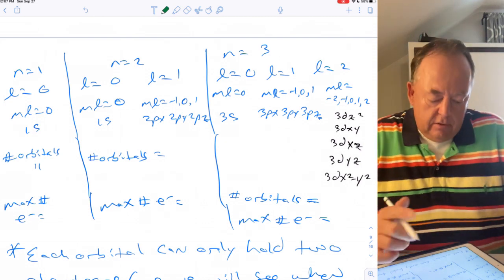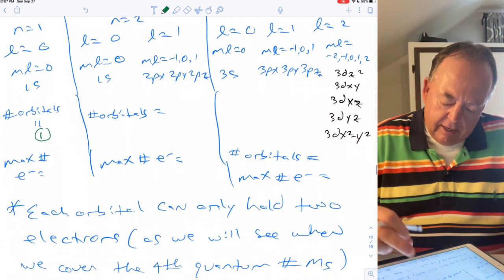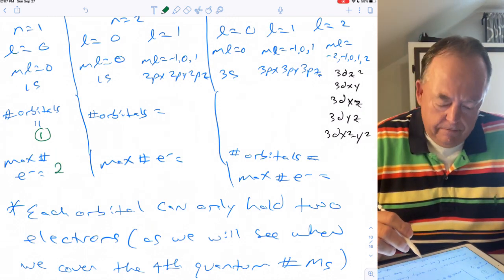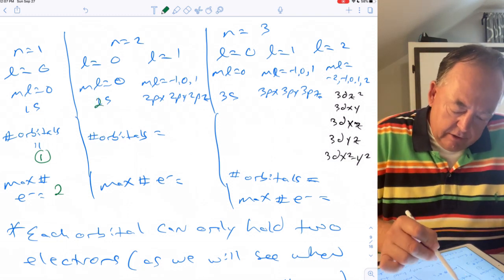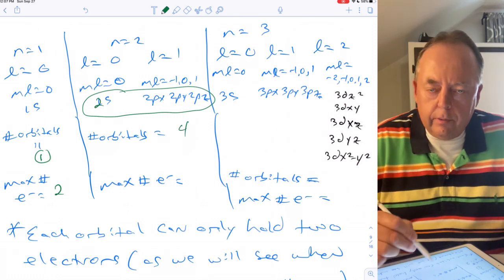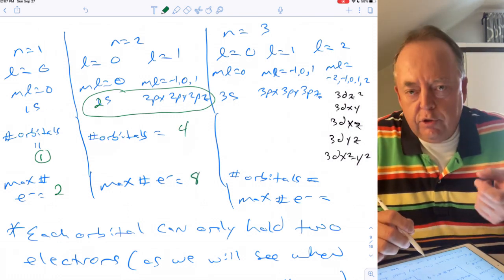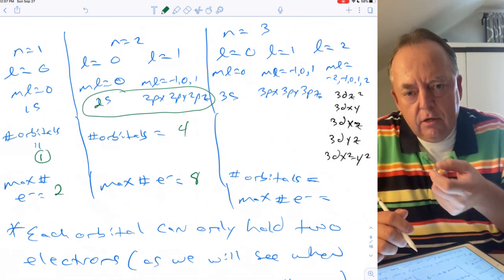So at the first shell, how many orbitals are there? There's 1, and each orbital can only have 2 electrons, so you could put 2 electrons in that orbital. At the second shell, how many orbitals are there? Sorry, there should be 2. 2s, 2px, 2py, 2pz, so there's 4 orbitals. Each could have 2 electrons, so you could put 8 electrons there. So you could put 2 in the 2s, 2 in 2px, 2 in 2py, 2 in 2pz.